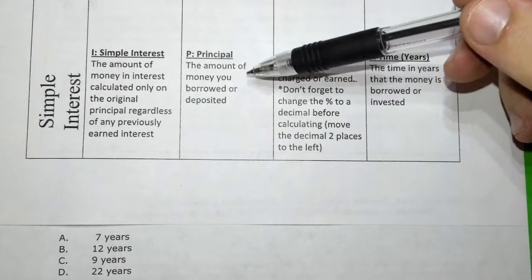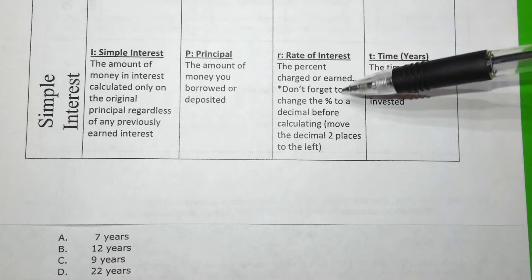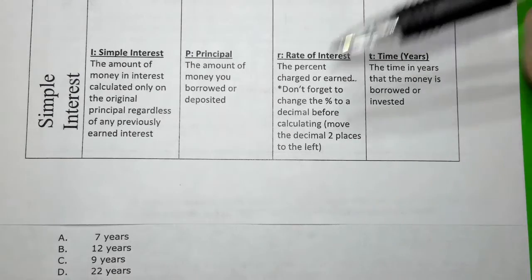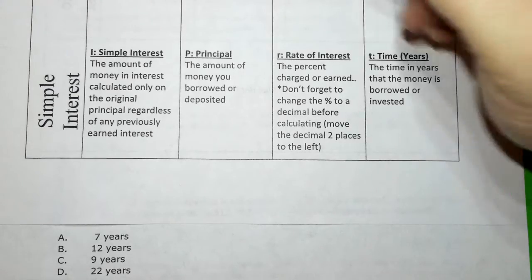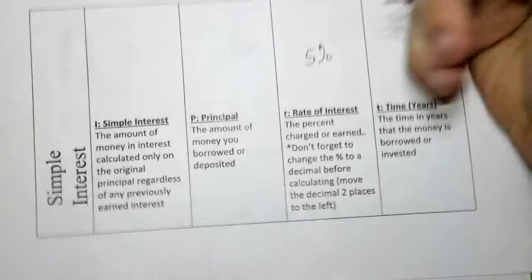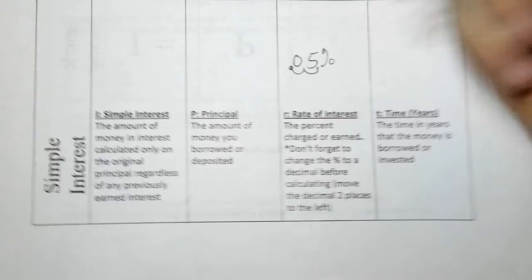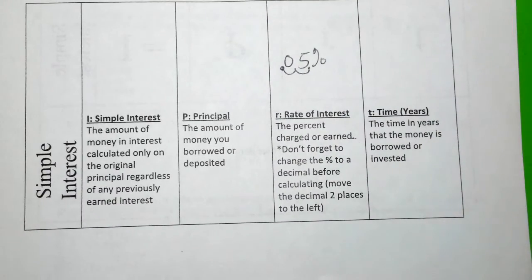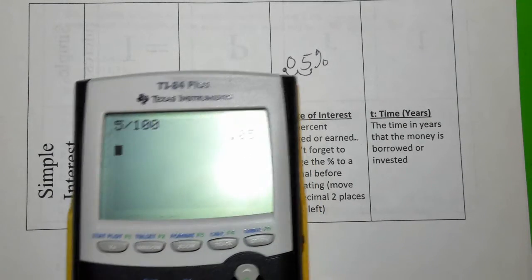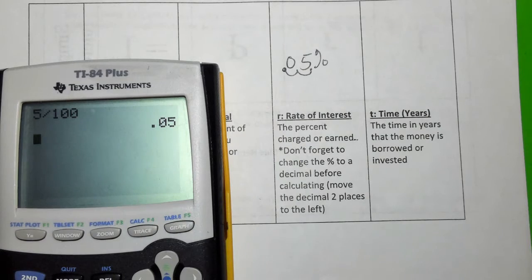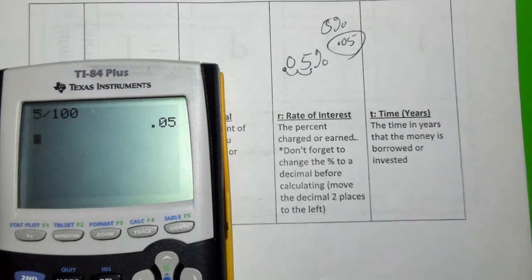Okay? And so principal is the amount of money that we start out with. The rate of interest is the percentage, but we write that as a decimal. So you can either move the decimal 2 places to the left, or you can divide by 100. So for example, if I wanted to know 5% as a decimal, I would take the decimal spot and either move it 1, 2 like this for 0.05, or I could take 5 in my calculator and divide it by 100, and that would give me 0.05.